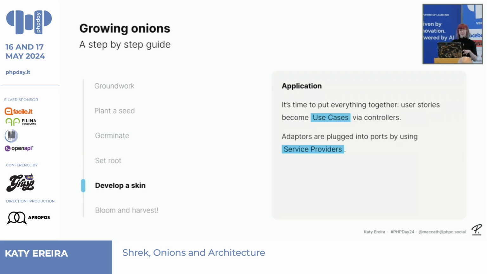So once you have your onion, it's growing lovely, the leaves are swelling full of business logic, and the skin develops around it. This is where you would build in your controllers. It's usually something that you sort of do last, maybe, I guess. Once you've got all your logic in place, you can start to expose this to the outside world.